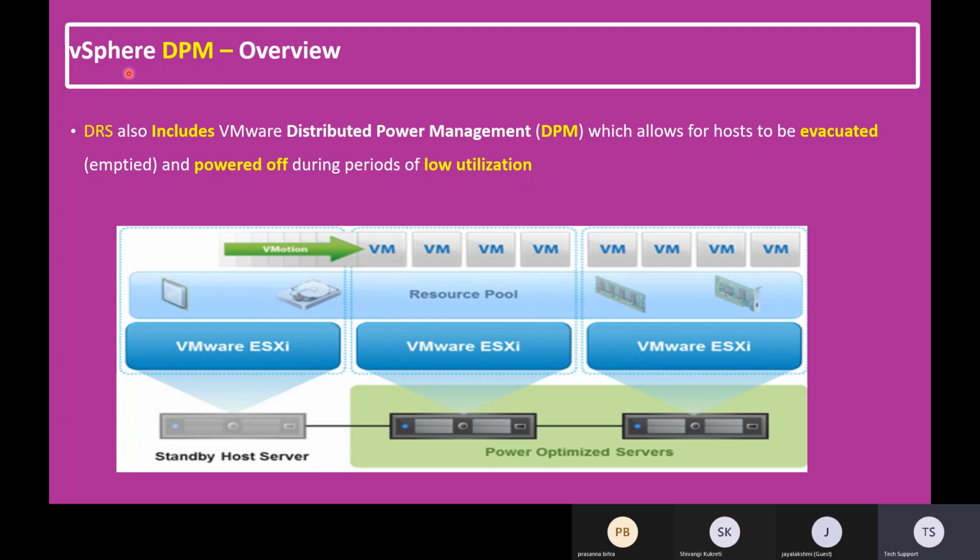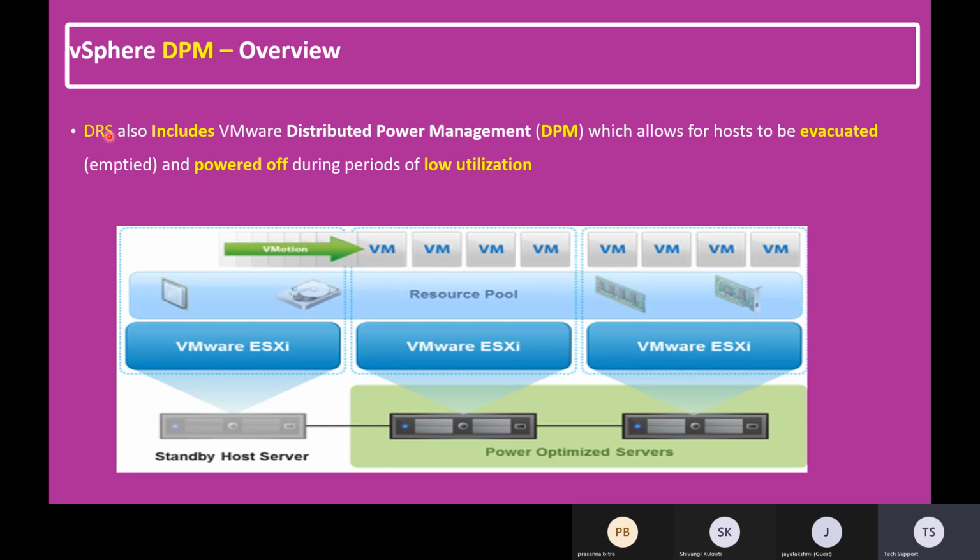Point I will explain now. vSphere DPM overview. If you see in this diagram, we have three ESXi hosts, and out of three ESXi hosts, ESX1 is in a standby host, and 2 and 3 are in a power optimized state. If these three are completely using one host and there are not enough resources, immediately vSphere DRS will migrate VMs to another host. Then DPM will take care of making this host a standby host, and it will shut down.